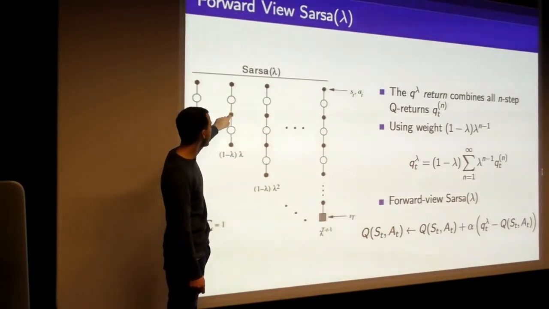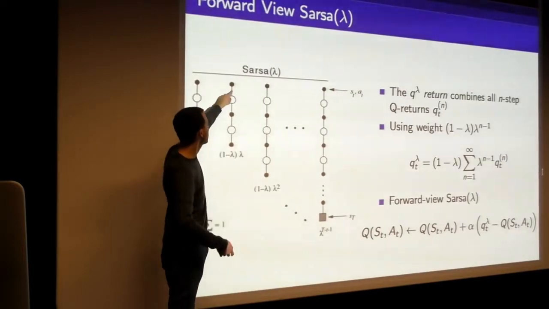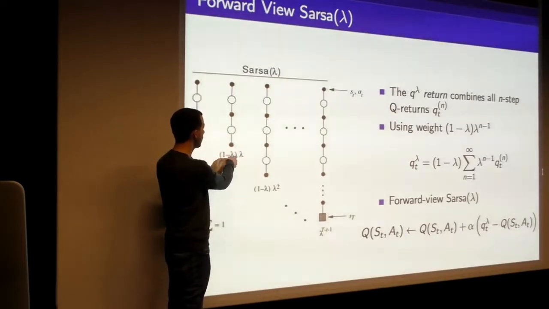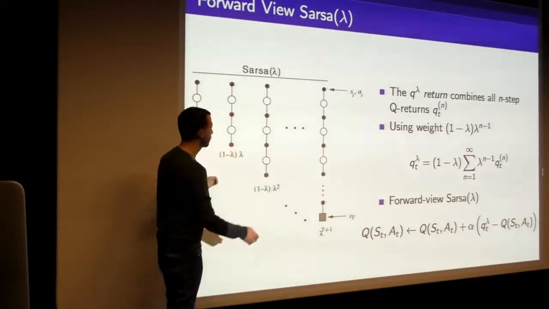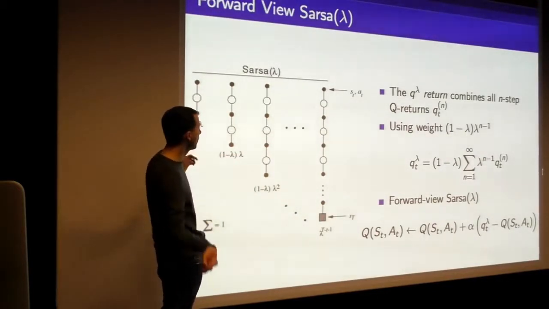Environment picks a state, I pick an action. We're going to look at the Q value, add up the rewards along here, plus the Q value at the end of this, weight this by 1 minus lambda times lambda. So each time we're going to multiply by another factor of lambda. This 1 minus lambda is just to normalize the whole sum to add up to 1.